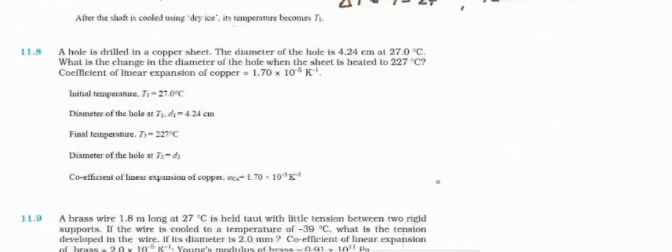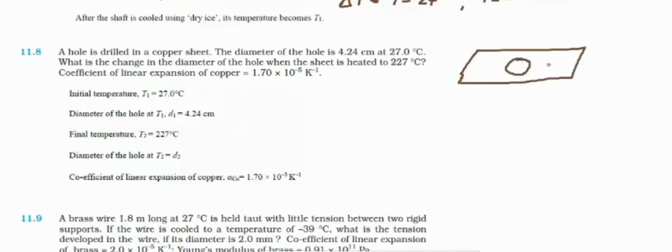Next, question 8. A hole is drilled in a copper sheet. The diameter of the hole is 4.24 centimeter at 27 degrees Celsius. What is the change in diameter of the hole when the sheet is heated to 227 degrees Celsius? The coefficient of linear expansion of copper is given. Like this, we have a sheet with a hole. When you heat it, the diameter of the hole will increase, so we can consider a linear expansion for the diameter.